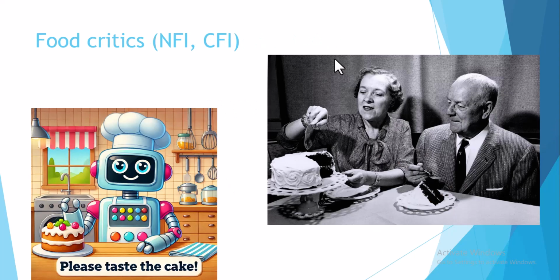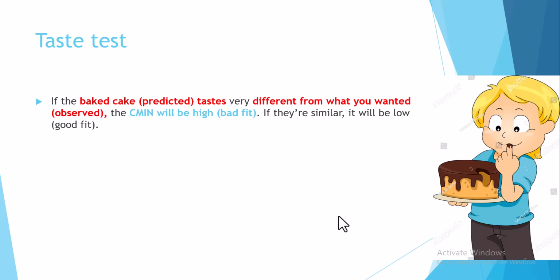Okay, finally, you offer your cake to the food critics who will actually determine whether the taste is the same that they are expecting or it's different. In statistics, we refer to these taste values as NFI, CFI, GFI values. And for example, if the baked cake tastes very different from what you wanted, in this case, we apply the taste test that is chi-square minimum. If this value is very high, it means that there is a bad fit of your model.